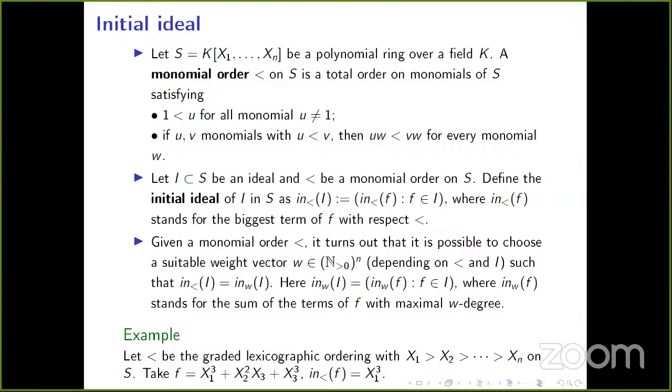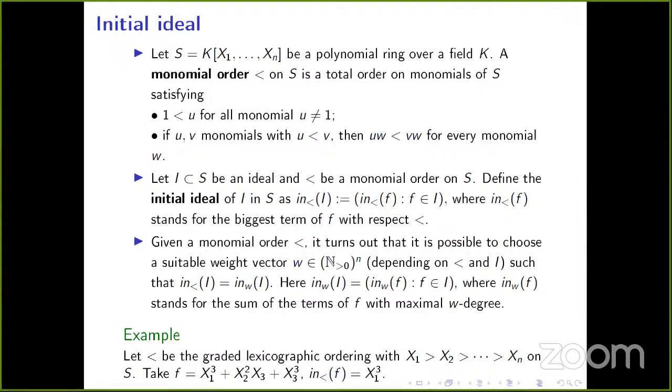The second definition is what is called an initial ideal. Let I be an ideal of S and less than be a monomial order on S. Then we define the initial ideal of I, with notation in(I), which is generated by the elements in(f), where f is in I, where in(f) stands for the biggest term of f with respect to the monomial order.